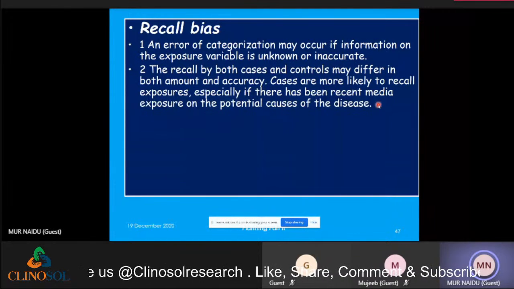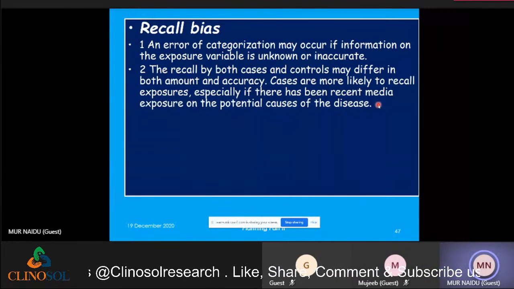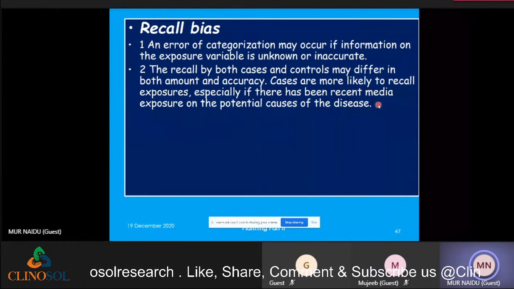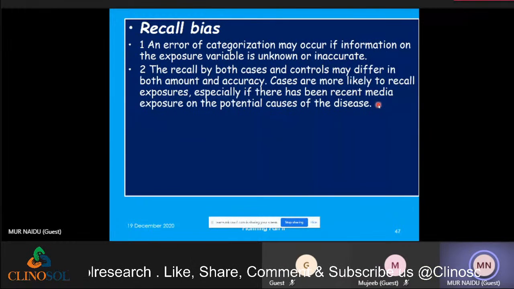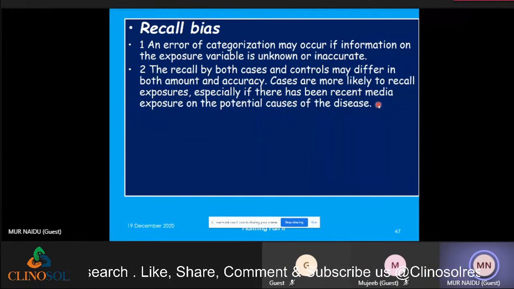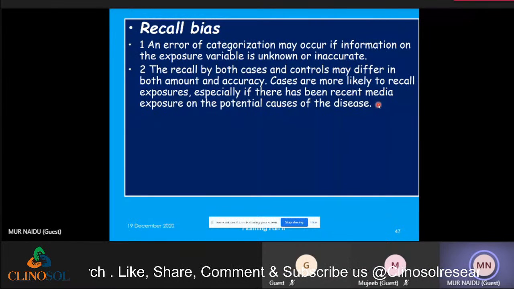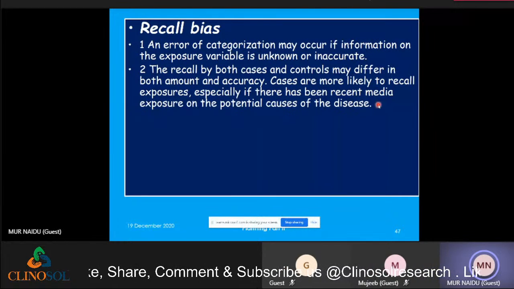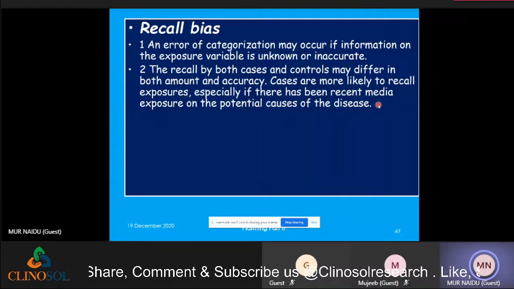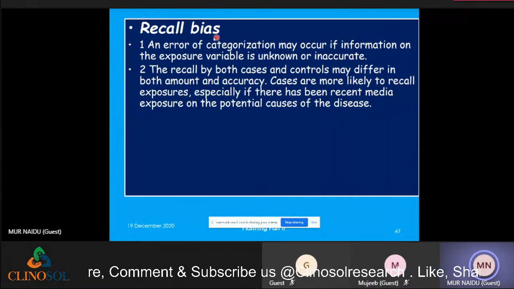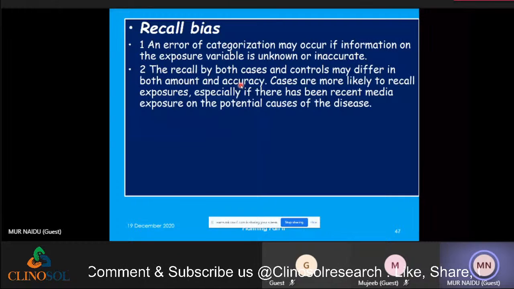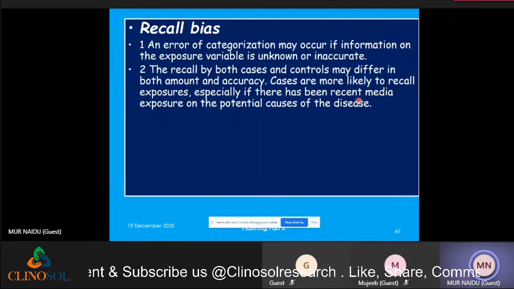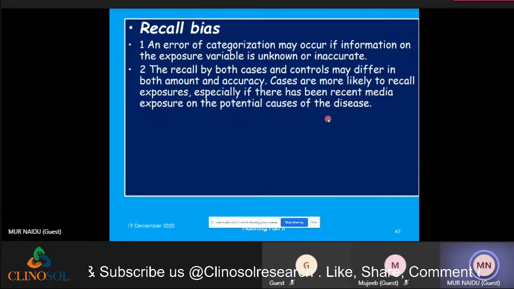Many people were reporting a very good effect of hydroxychloroquine in COVID, till the reports started coming that hydroxychloroquine is not working very well in COVID. When it started appearing in the media, many of the patients said no, we are not getting the effect. So if the media is telling something, the individual actually changes his report. That is the recall bias. So the accuracy of the information coming is affected because of media, not because of some particular thing.